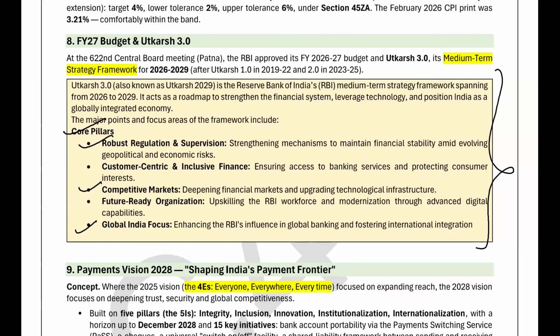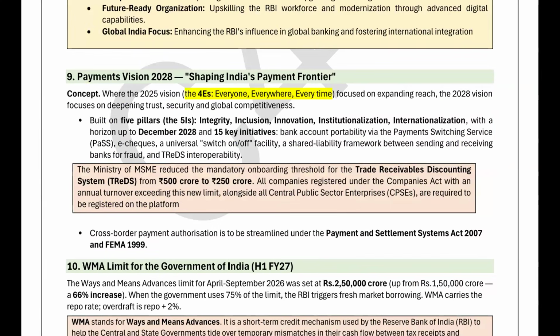Is it clear? Now, the ninth circular that is important for your understanding, in the month of March, is Payment Vision 2028: Shaping India's Payment Frontier. The concept is what? The 2025 vision had the 4 E's, that is everyone, everywhere, every time. That is the 4 E's, focused on expanding reach. The 2028 vision focuses on deepening trust, security, and global competitiveness.